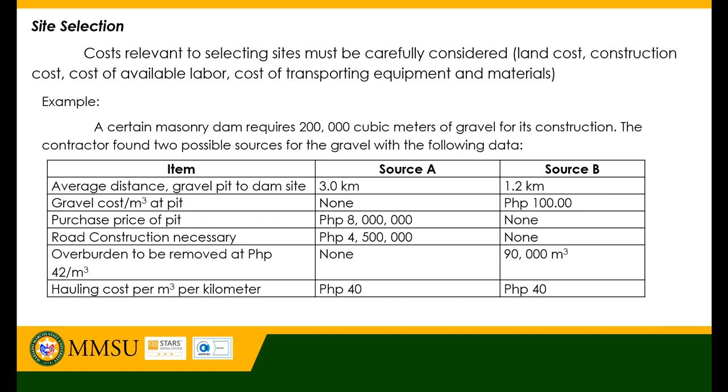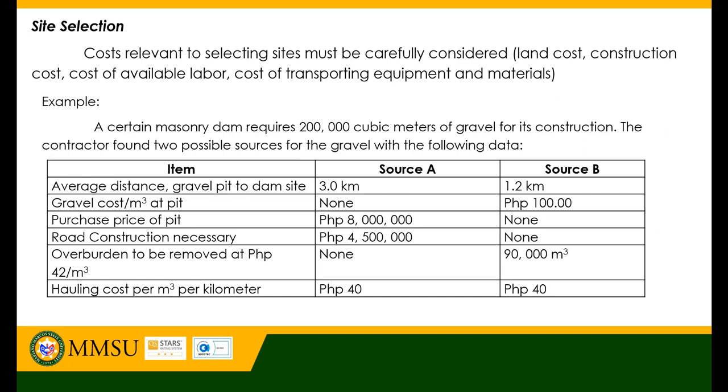And sometimes, may mga ganyang cases. Ibang mga sources ng natural resources. I forgot the exact term. Ng gravel. Ayan, sometimes, parang tawag dyan is environmental fee. So, source A, walang bayad. Source B, merong bayad pag kumuha ka per cubic meter. Malaki. 100 pesos. Ayan. And then, purchase price of pit.